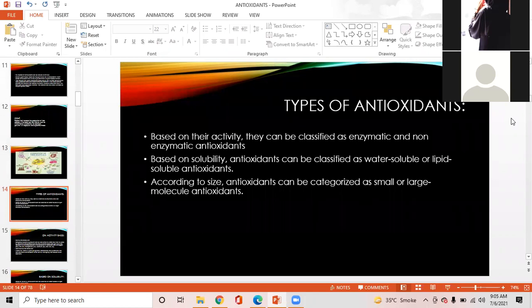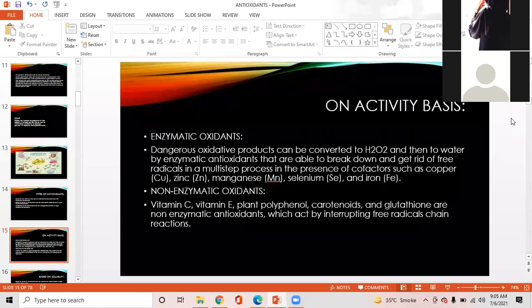Types of antioxidants. Based on their activity, they can be classified as enzymatic and non-enzymatic antioxidants. Based on solubility, antioxidants can be classified as water-soluble or lipid-soluble. According to size, they can be categorized as small or large molecules.